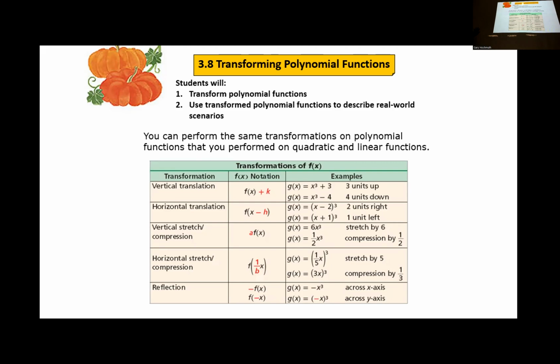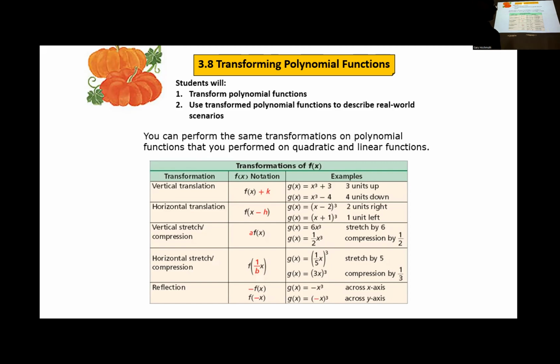We're going to look at reflecting today. If I'm going to reflect across the x-axis, I'm going to take the whole function and flip it over. If I'm going to flip across the y-axis, I'm just going to change my x values inside the function. I'm going to negate them. We're going to look at examples of all these. And again, it gets to be a little bit mathematically intense.